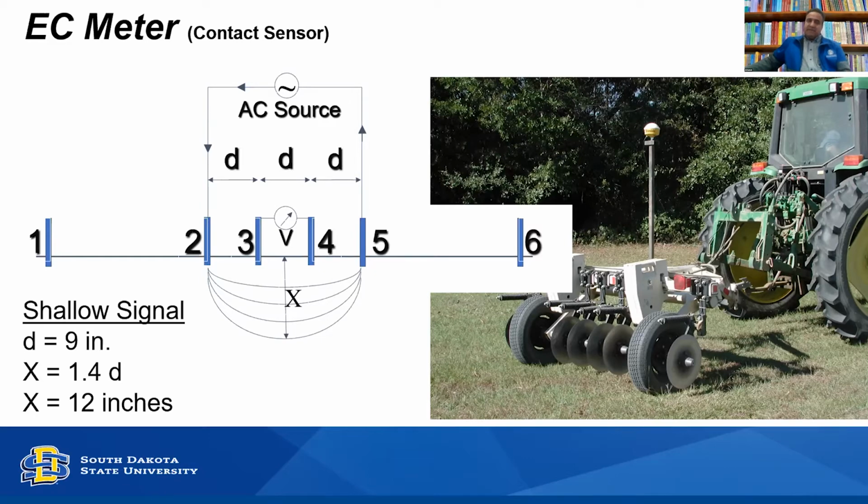The traveling depth of the electrical current would be a function of the distance between the two coulters where we send the electrical current. So when the distance between the coulters is 9 inches, the depth of reading would be 1.4 times that distance. In other words, we will have a shallow reading of 12 inches, which is the topsoil or the root zone.